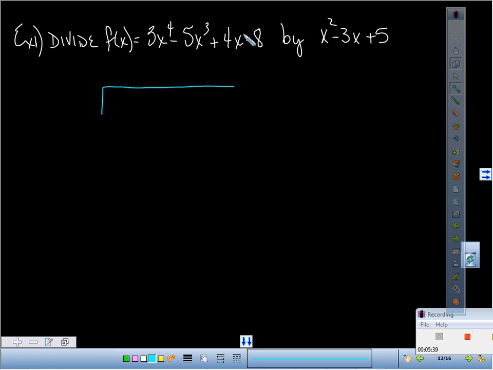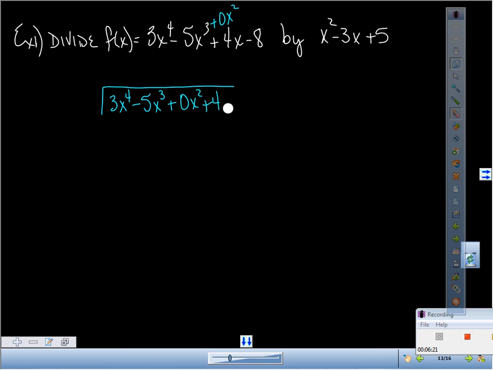Yeah, 4, 3, 2, there's not an x squared. So I'm going to put my 0x squared in there where it belongs, okay? So 3x to the fourth minus 5x to the third plus 0x to the second plus 4x minus 8. Okay, and then the dividend is this number. The divisor is this one: x squared minus 3x plus 5.